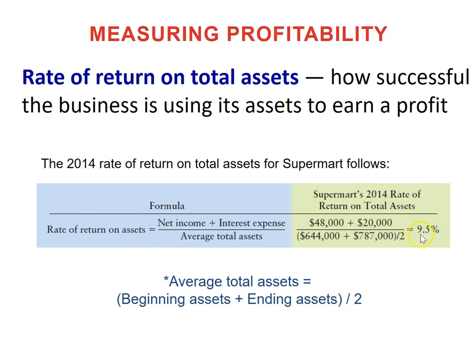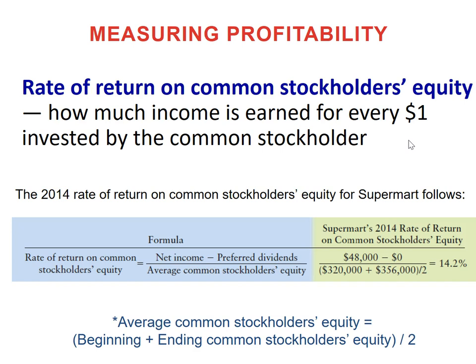So how do you interpret this ratio? It means that if you have $100 of assets, on average you will make a return of $9.5. So again, higher is better for a company. Now the next ratio is ROE.